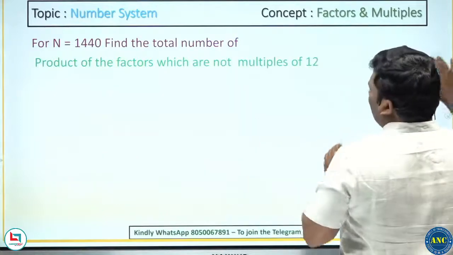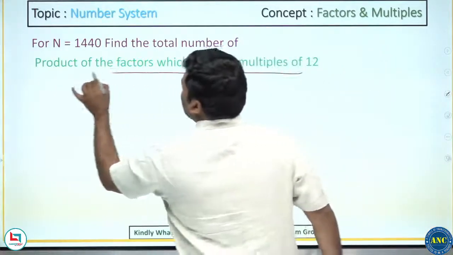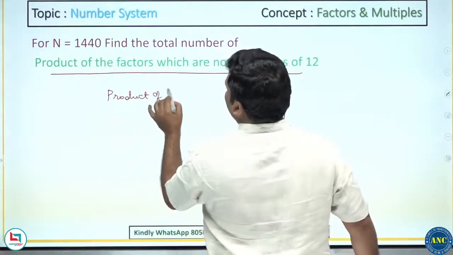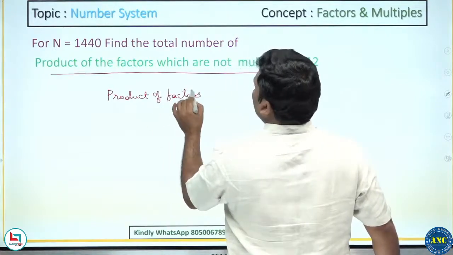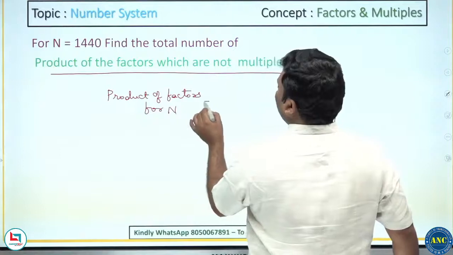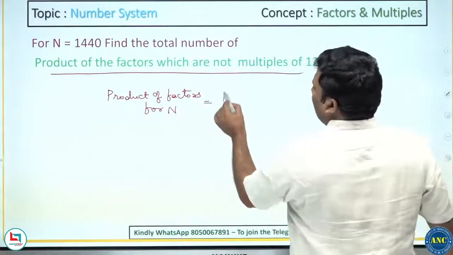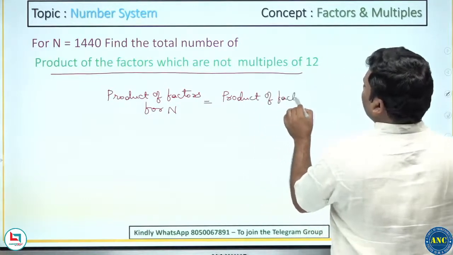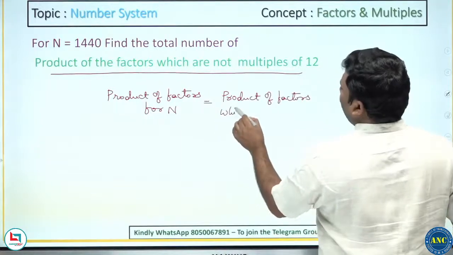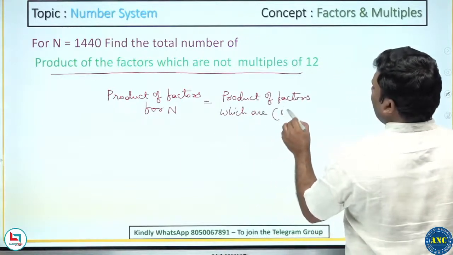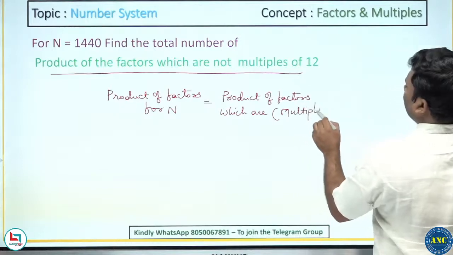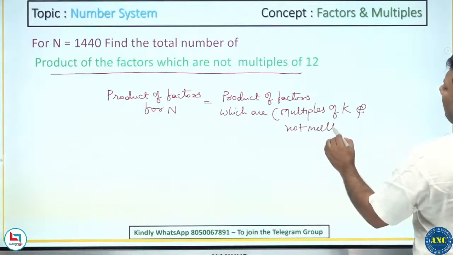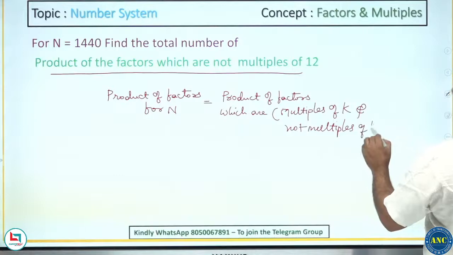Multiples of 12. Product of the factors which are not multiples of 12. What is the concept we discussed? Product of the factors for n is defined as the product of the factors which are multiples of k and the product of the factors which are not multiples of k.